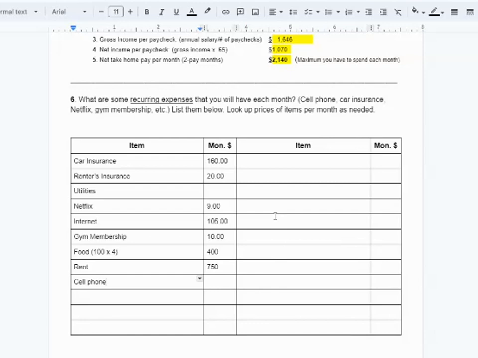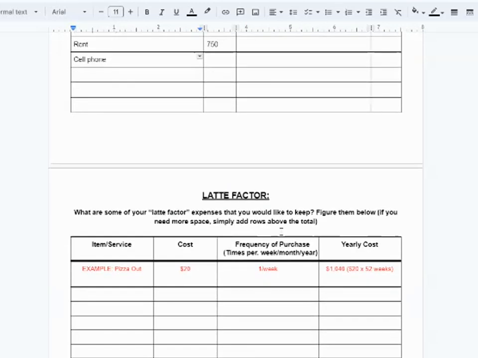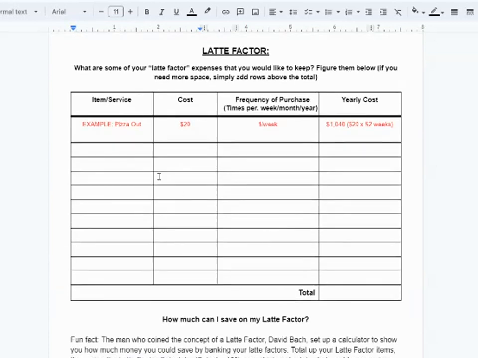Once you have a pretty good list here and you really think through all of your monthly expenses, you're going to go down here and revisit your latte factors. You have to come up with a per week cost, a per week cost that you can convert to a yearly cost.